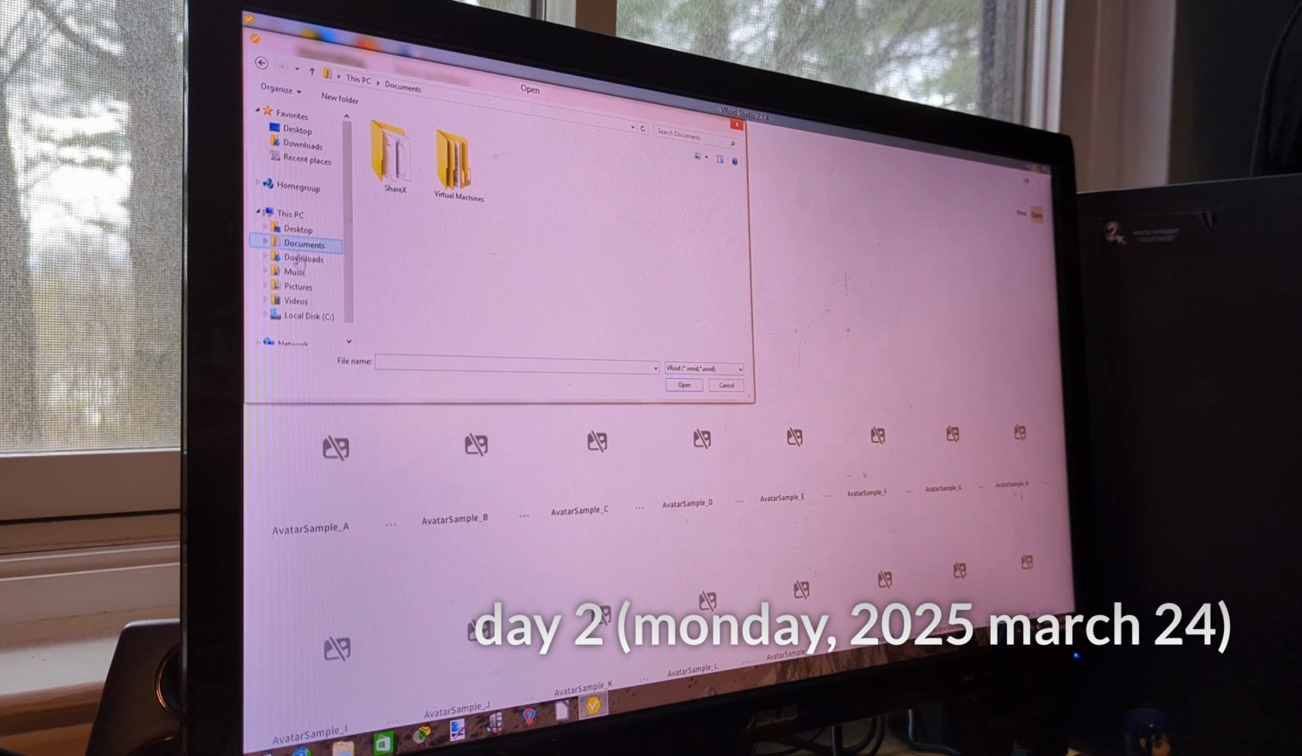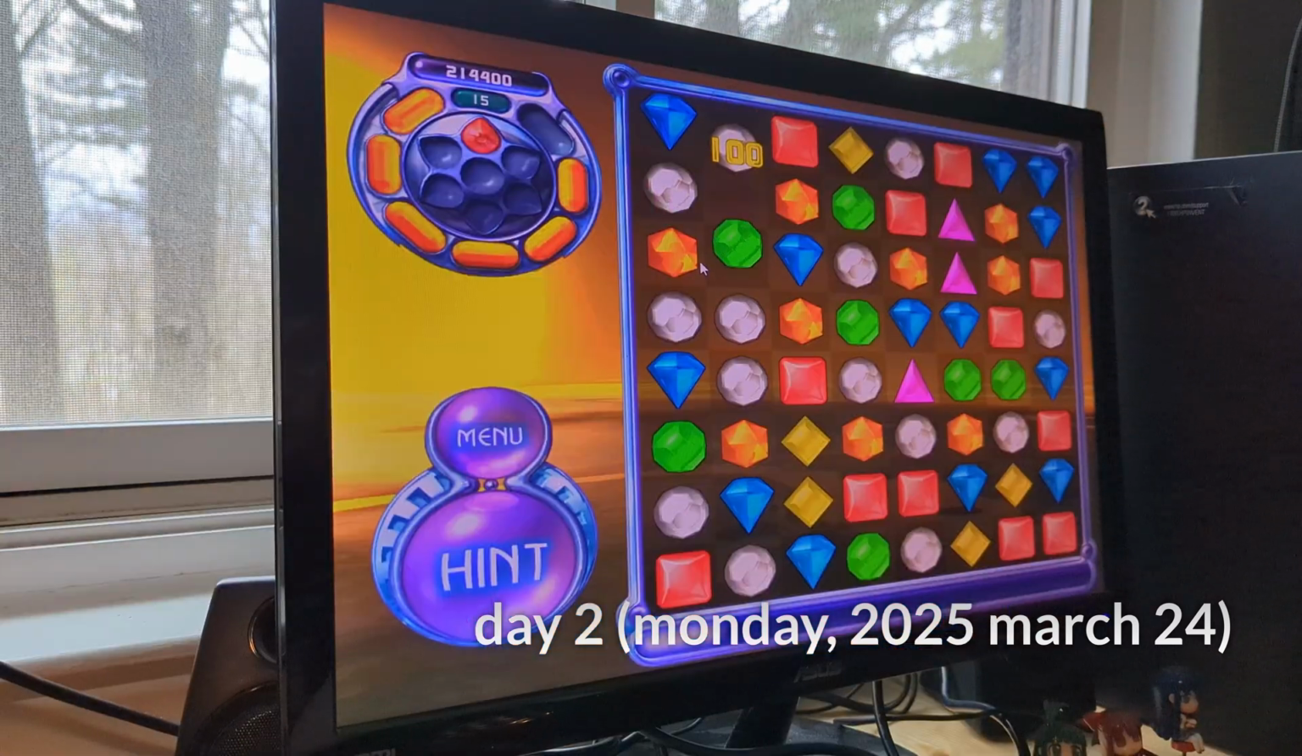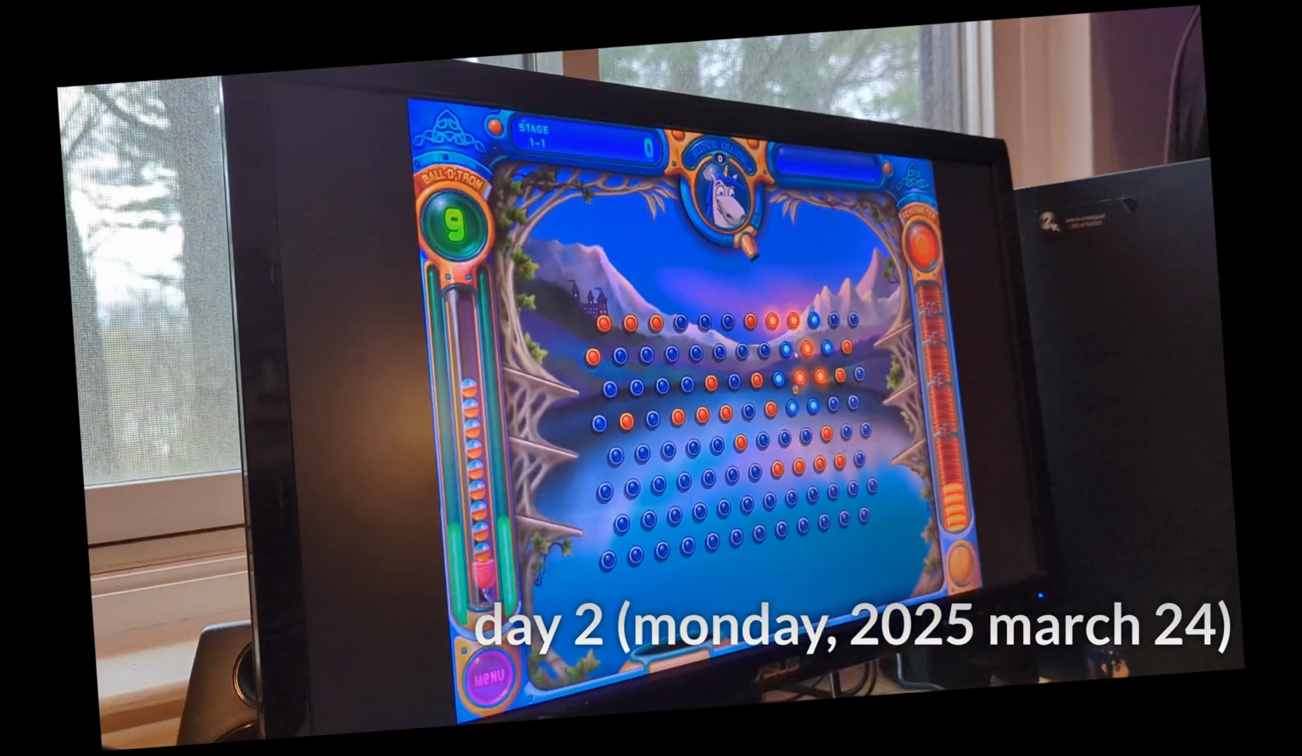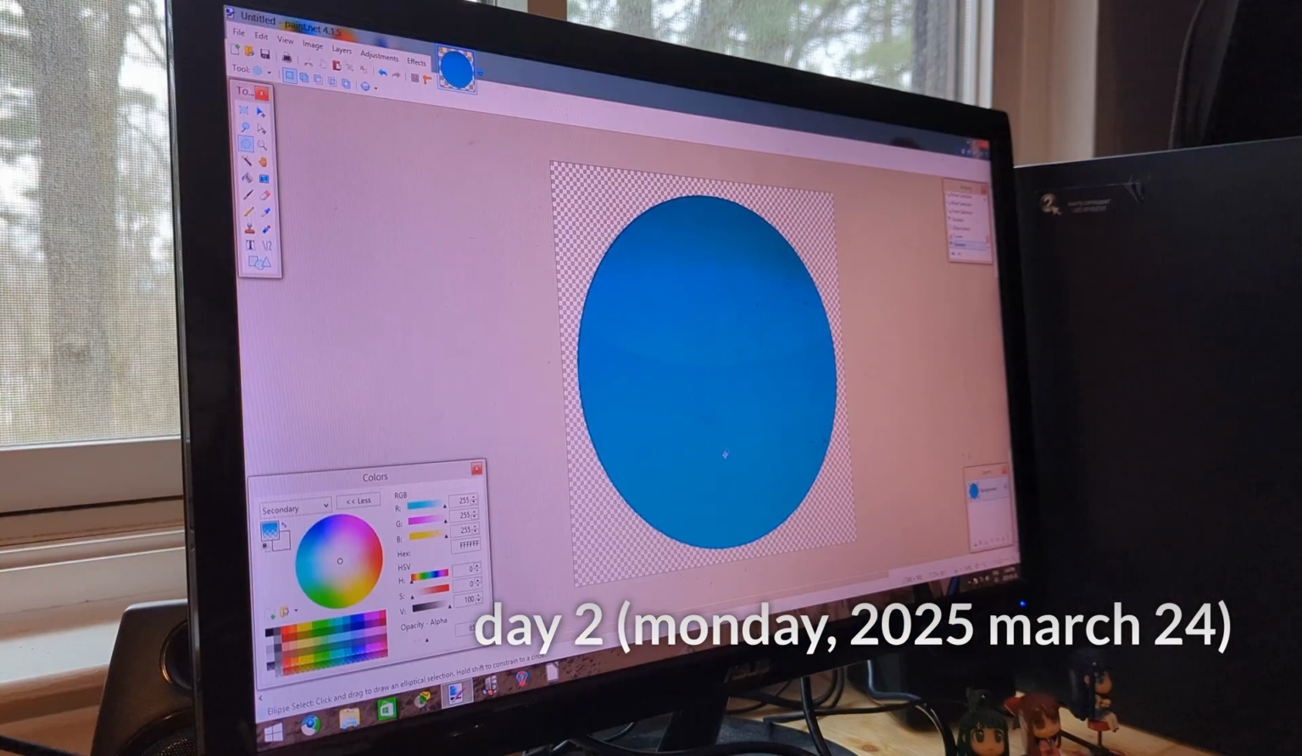After that, I played Peggle and Bejeweled 2. Both were relatively fun, although Peggle seems to be a bit hard for me these days. Perhaps I'm a bit rusty at it, I'm not sure. And next up, I decided to do some graphic design.